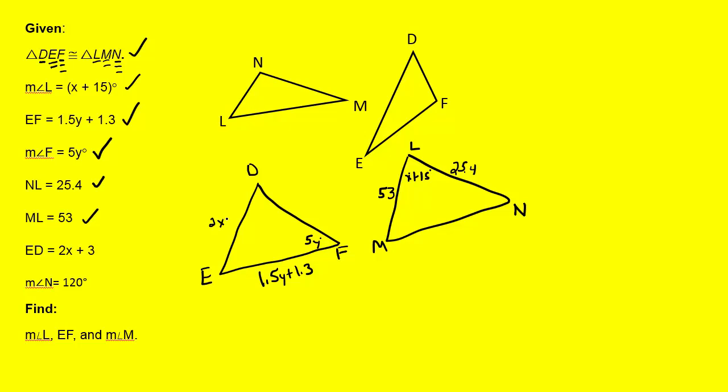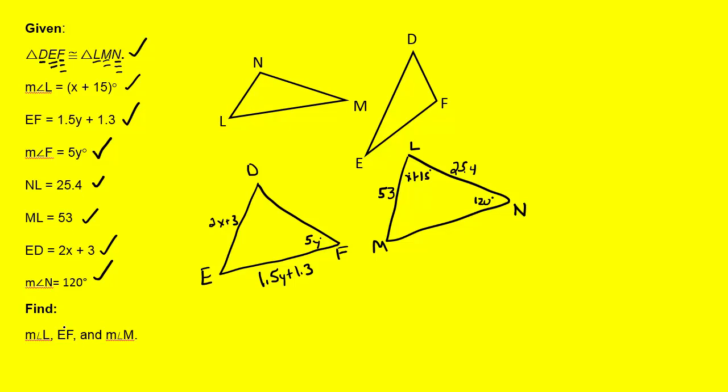So that's 2x plus 3. Put a check there. The measure of angle N is 120. So N is over here. So the measure of this angle, 120 degrees. And that's all taken care of. So I did all my given information.